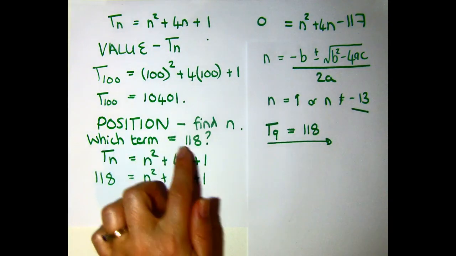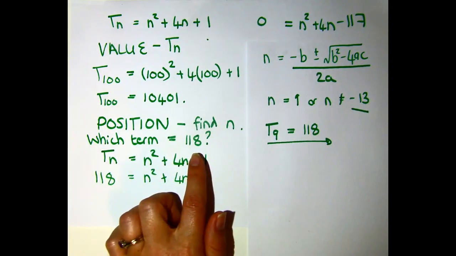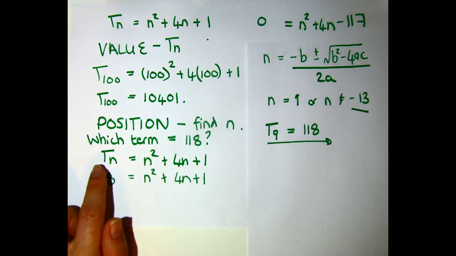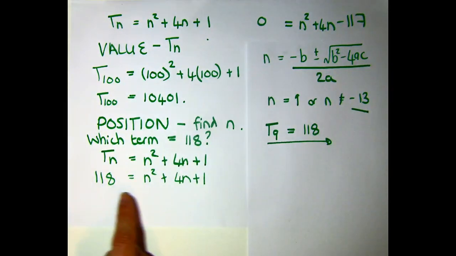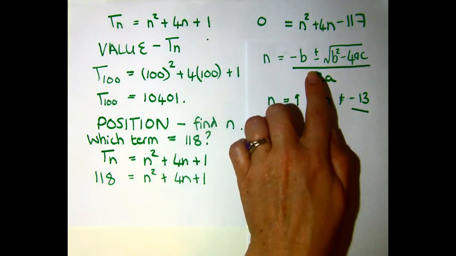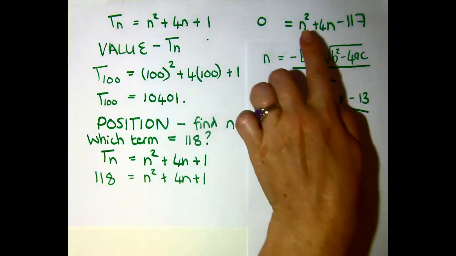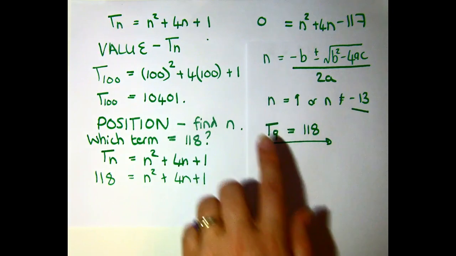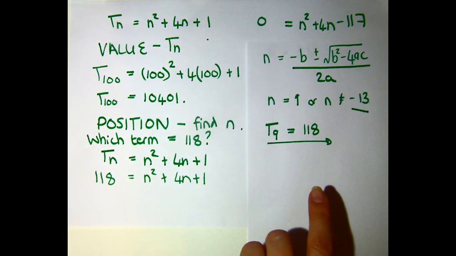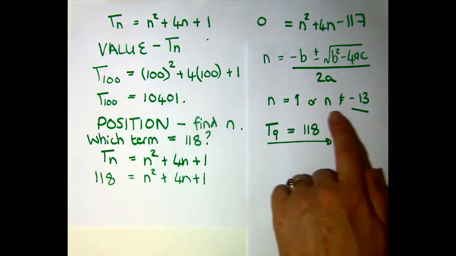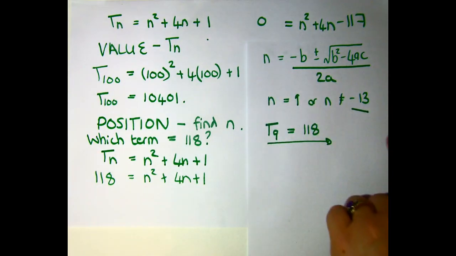However, when they ask which term equals a number, they're asking for the position, and you need to plug the number they give you into the Tn. You're then finding the n. This becomes a quadratic equation, which you're quite familiar with, and you may have to use the formula to solve it. This one does factorize, but for most people it is quite difficult to factorize, and I recommend using the quadratic formula. Bear in mind you are going to get answers that don't work. You cannot have a negative or a fraction or anything other than a natural number as your answer for n.